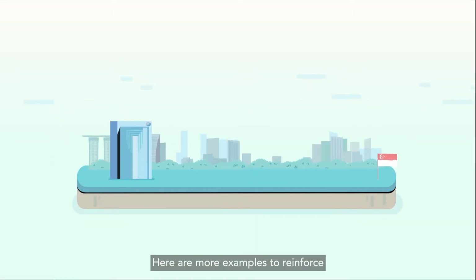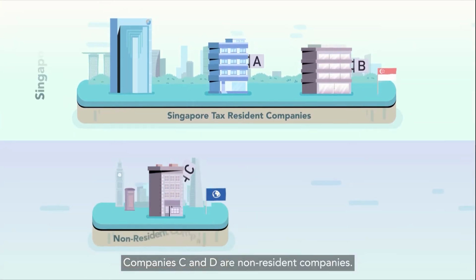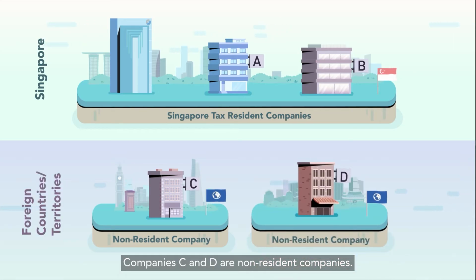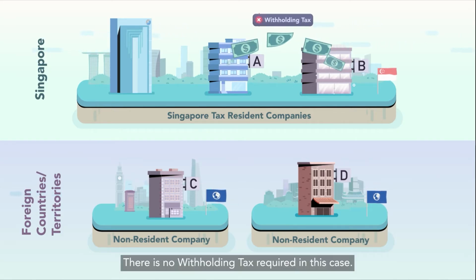Here are more examples to reinforce your understanding of the concept of withholding tax. Companies A and B are Singapore tax resident companies. Companies C and D are non-resident companies. Company A makes a payment to Company B. There is no withholding tax required in this case.